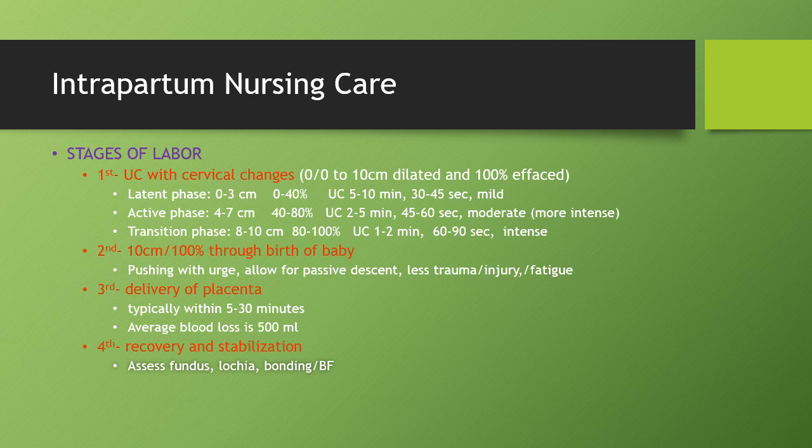The lochia starts out as rubra, so it should be red. The amount, we're looking for any heavy bleeding, large clots, like egg-sized clots. If you need to weigh clots, 1 milliliter equals 1 gram for estimated blood loss. And then for bonding, you want to promote cuddling, skin to skin, uninterrupted skin time, breastfeeding if the patient would like to breastfeed. And Apgar scoring is something we'll cover next.